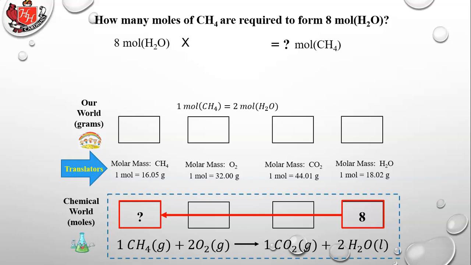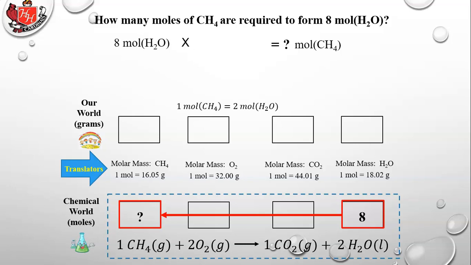But there's the equivalency. So the equivalency is simply the coefficient that's in front of CH4 equals the coefficient in front of H2O. In other words, for every 1 mole of CH4 you combust, you burn, you're going to end up with 2 moles of H2O. Again, those letters in parentheses are the state of matter. So the CH4 and the oxygen are in gas form. The CO2 is in gas form. The H2O is in liquid form.